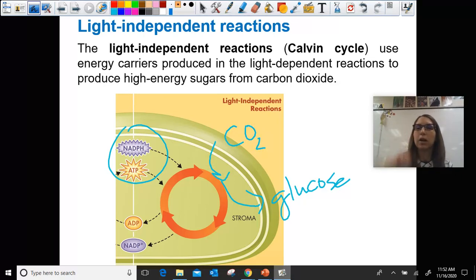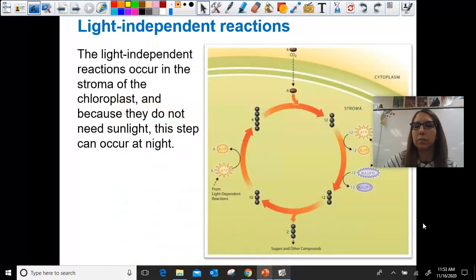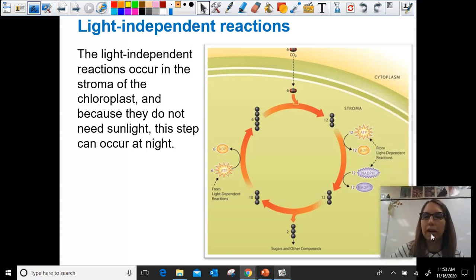So remember, at this point, we're going to start using some carbon. We have carbon in CO2. We're going to have carbon in glucose, which remember is C6H12O6. But we're not liberating or creating any other byproducts. The main purpose, again, is going to be glucose specific. So light independent reactions, unlike the light dependent, occur in the stroma. Again, we do not need sunlight, and it can occur at night.